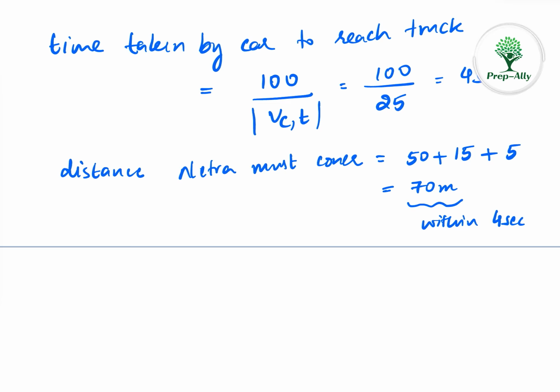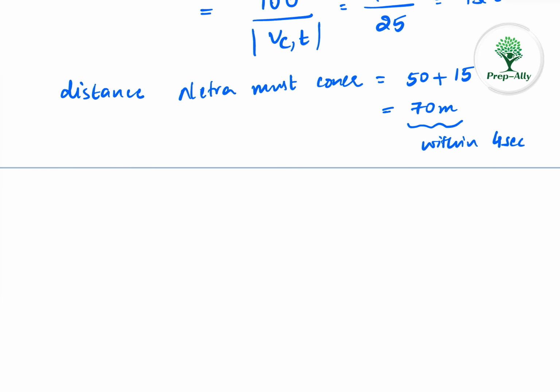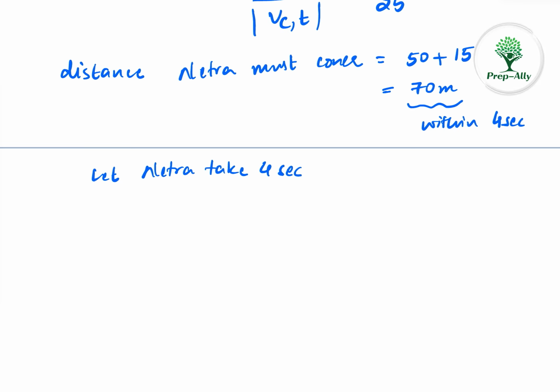Let us say she covers it in just 4 seconds. So we want to get the minimum acceleration required, right? So let Netra take 4 seconds. Then we will get the minimum acceleration Netra needs to apply to be safe.